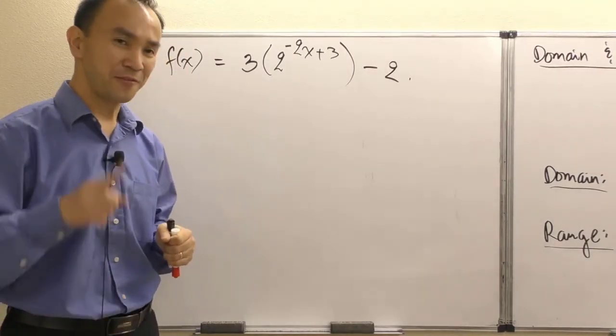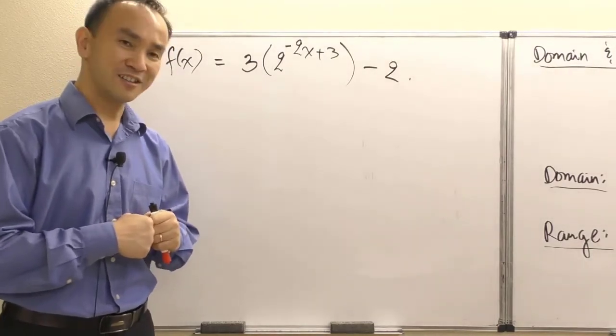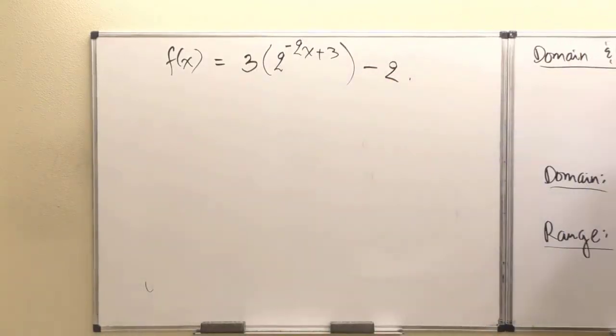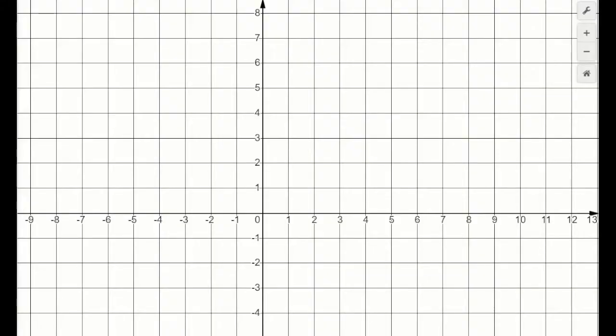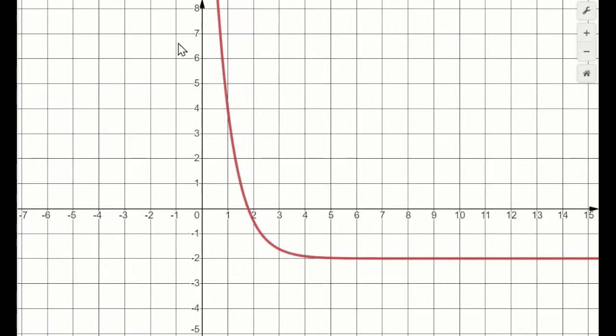My intention for this particular exponential function that I brought up as an improvised thought is as follows. First of all, let me swing over to my graphing space on the computer screen. Now, ladies and gentlemen, this is the graph for 3 times 2 to the minus 2x plus 3, minus 2.